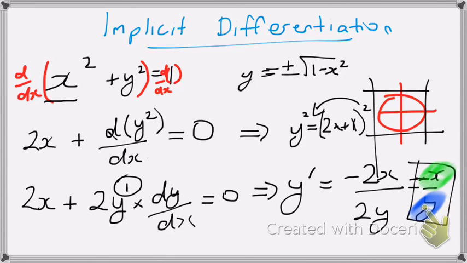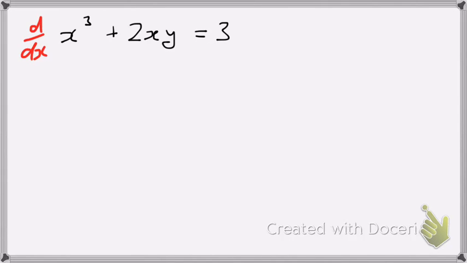I'll show you how to do another example quickly, and then I'll show you a bunch more tomorrow, and we'll do some curve sketching with it. So let's say I wanted to differentiate, I don't know, x cubed plus 2xy equals 3, and I wanted to implicitly differentiate this. So derivative of the left, if the functions are equal, then the derivatives must be equal. Okay, so x cubed is just 3x squared.